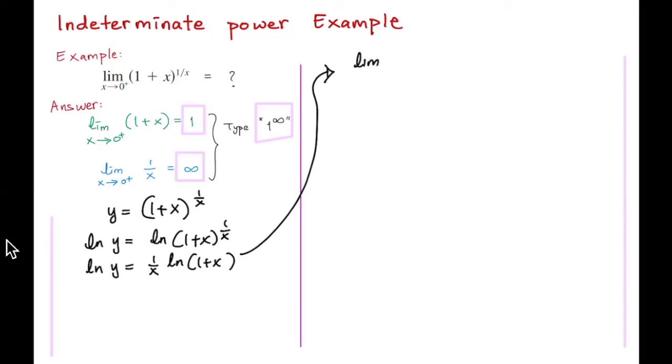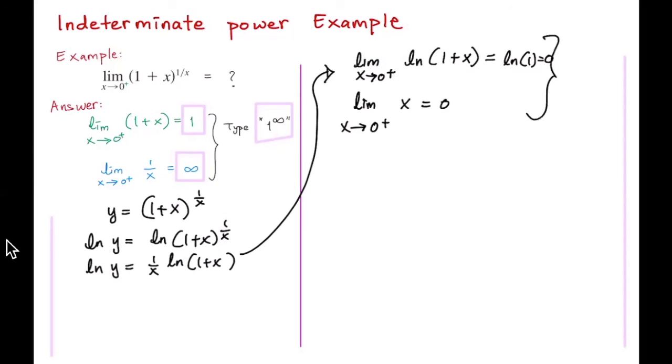So let's compute the limit of the top function. So that is natural log of 1 plus x. And this is just natural log of 1, which is 0. And then the limit of the bottom function is the limit as x approaches 0 from the right of x. This is just 0. So this means we can try L'Hopital's rule of type 0, 0.